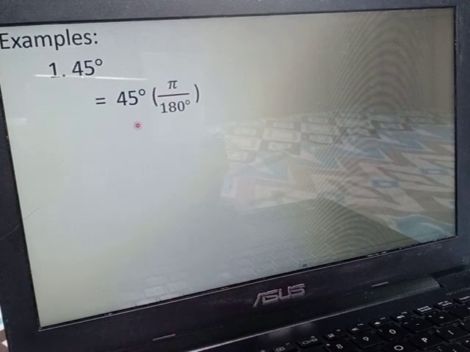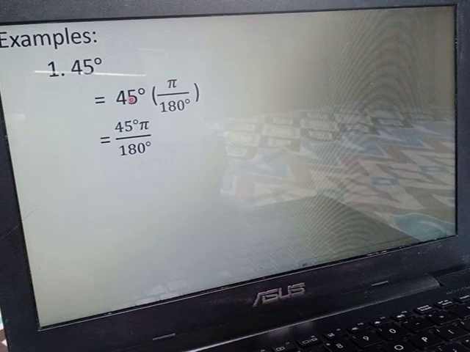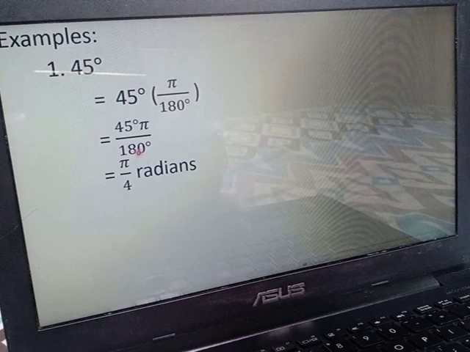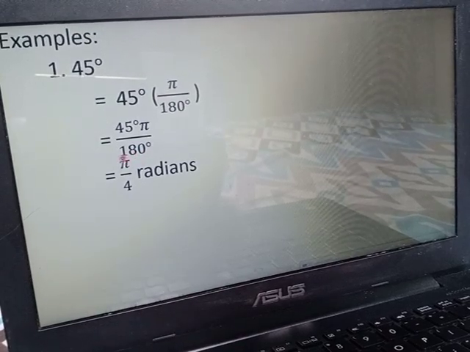Next, we multiply 45 degrees by pi over 180 degrees, and then cancel the degrees. And then we have 45 pi over 180. Simplify 45 and 180 by dividing by 45. So 45 divided by 45 is 1, so we have only pi in the numerator. And 180 divided by 45 is 4. Therefore, 45 degrees is equivalent to pi over 4 radians.